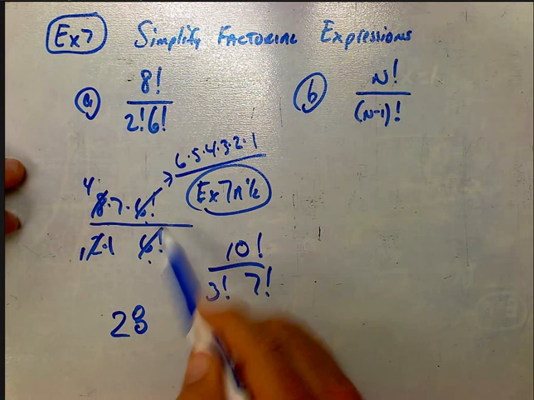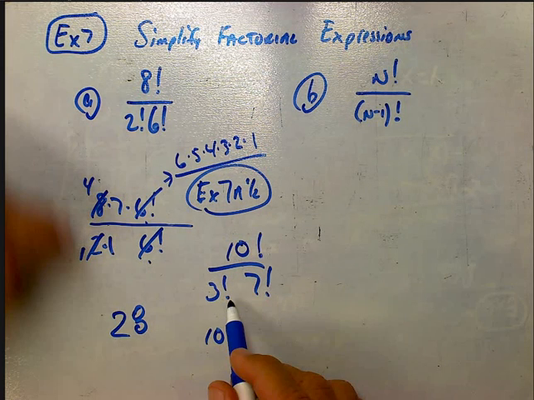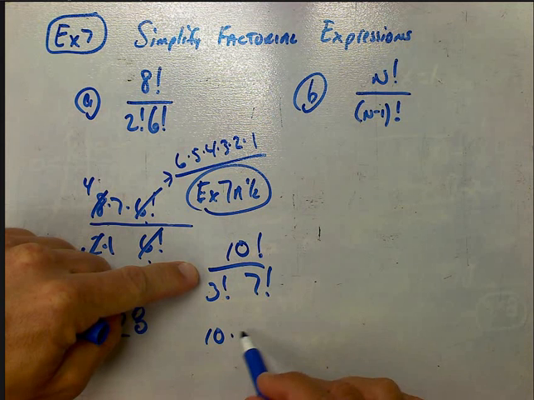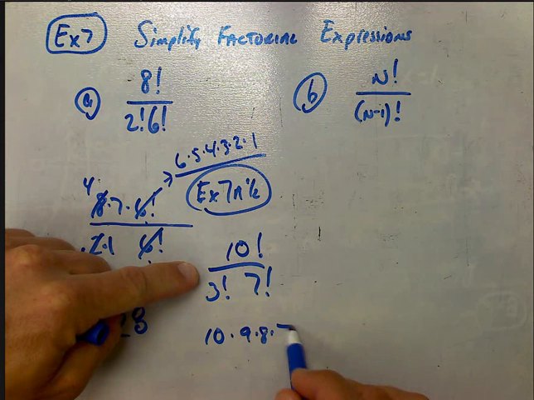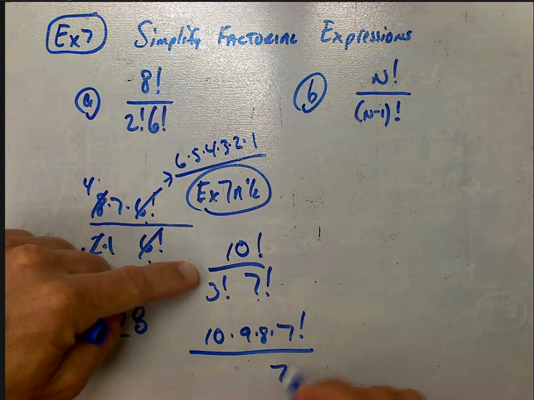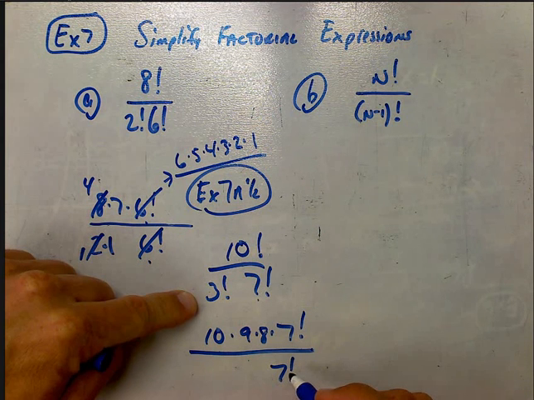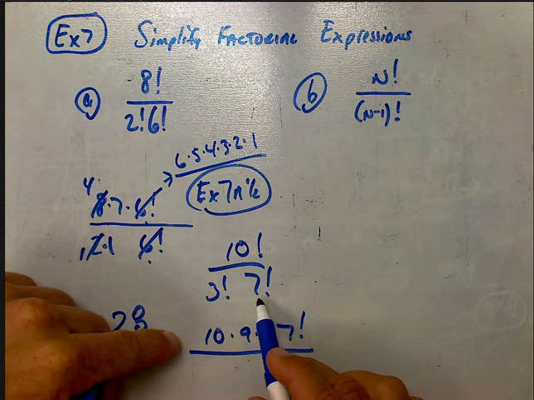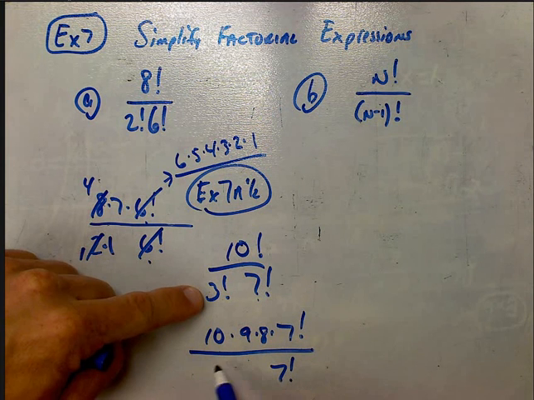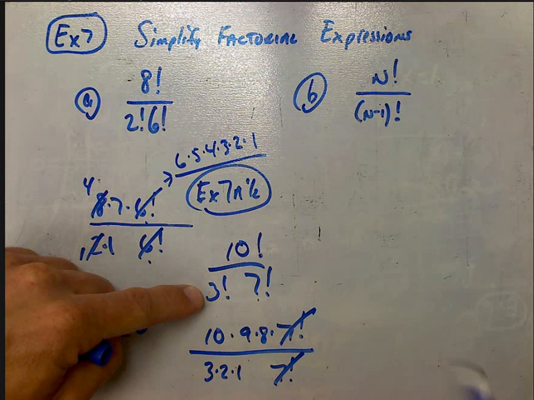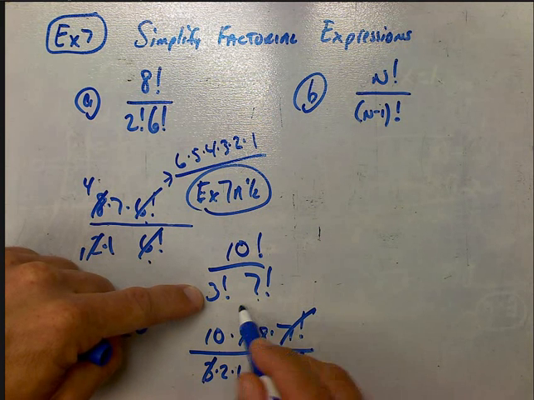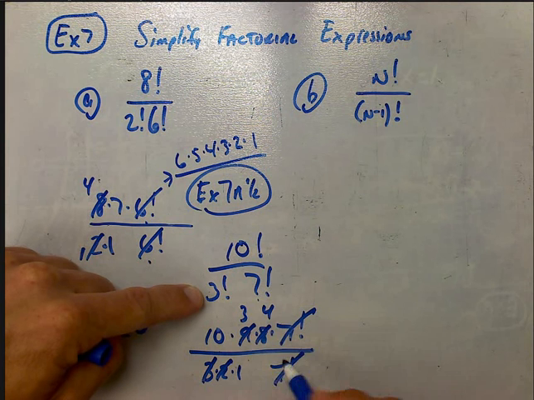So on this one, I'm going to take the 10, make it times 9, times 8, times 7 factorial, and stop at 7, because 7 factorial is on the bottom. I could have gone down to 3, but since 7 is the big number, I went down to 7. Then 3 factorial is 3 times 2 times 1. Well, the 7 factorials cancel. 3 goes into 9 3 times, 2 goes into 8 4 times. I go 10 times 3 is 30, times 4 is 120. And the whole expression simplifies down to 120.